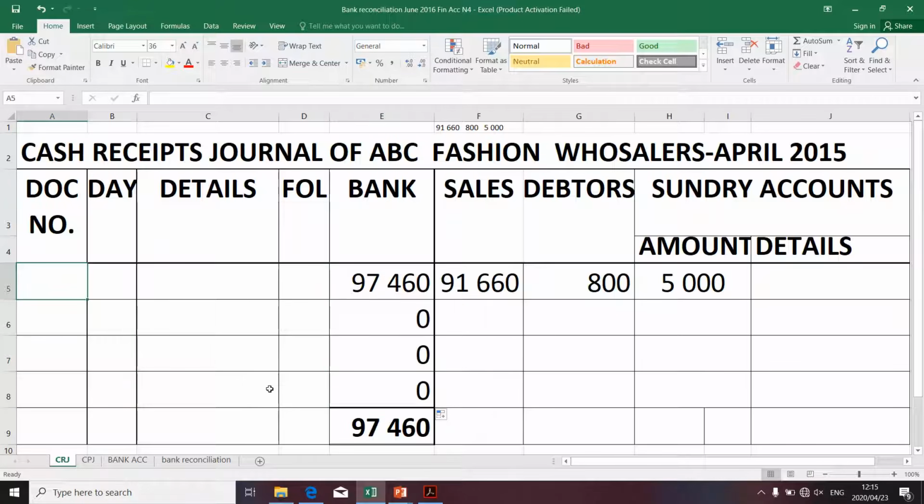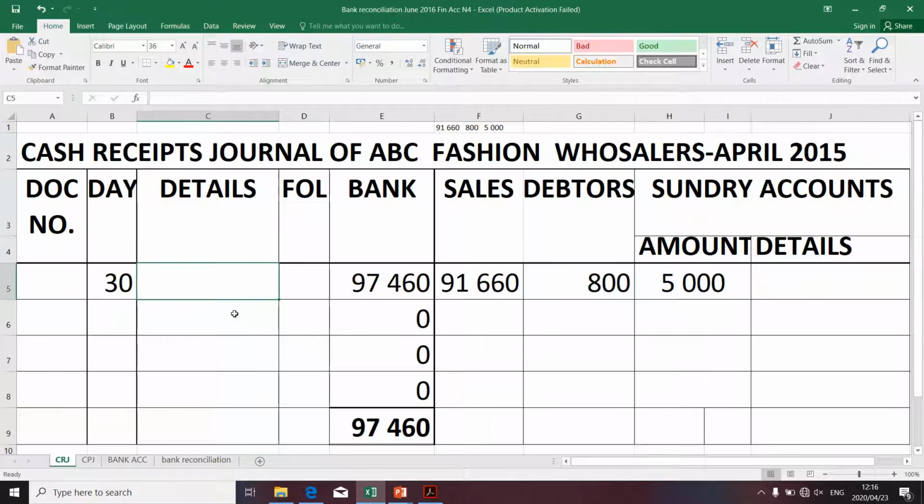Okay, let's quickly populate other cells relating to the amount of 97,460. That relates to the document number. We're not going to have anything because we actually use the CRJ. And that relates to the date. We're going to write the 30th. That is the 30th of April.